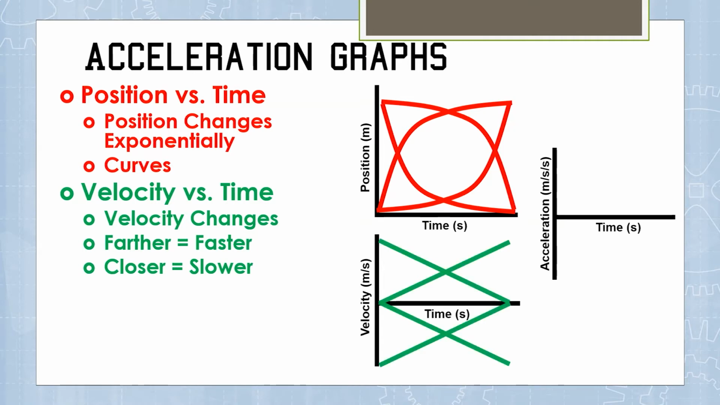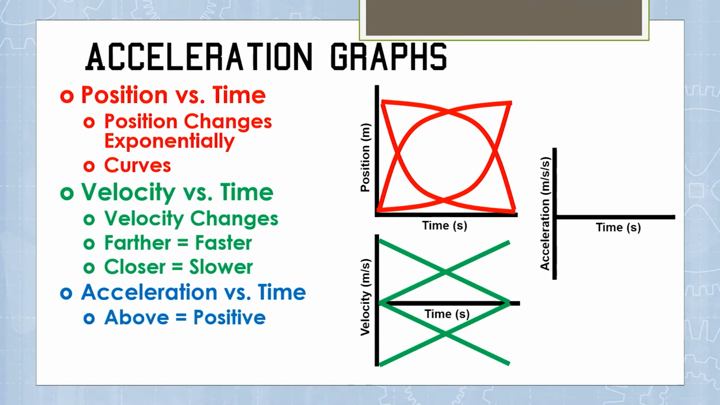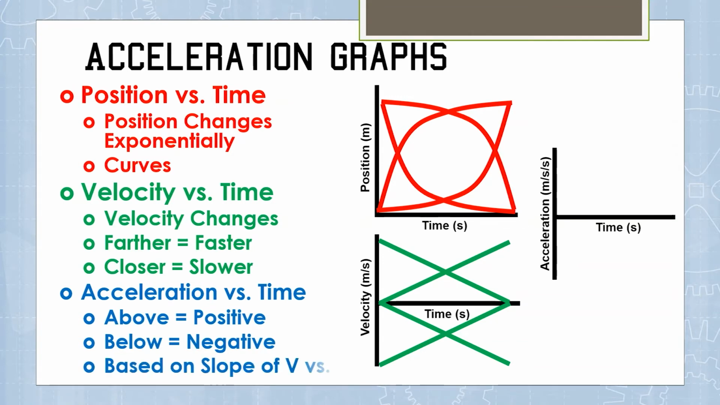Then we have our acceleration versus time graph. On an acceleration versus time graph, if I'm speeding up or slowing down, I only have 2 options. Above is positive acceleration. Below is negative acceleration. These graphs are always going to be horizontal. It's always based on the slope of the velocity versus time graph. If I have a positive slope on my velocity versus time graph, I have positive acceleration. If I have a negative slope on my velocity versus time graph, I end up with negative acceleration. These are always horizontal lines.